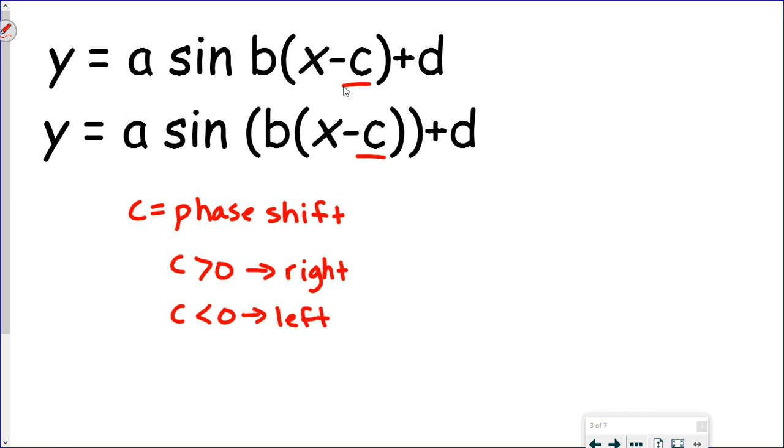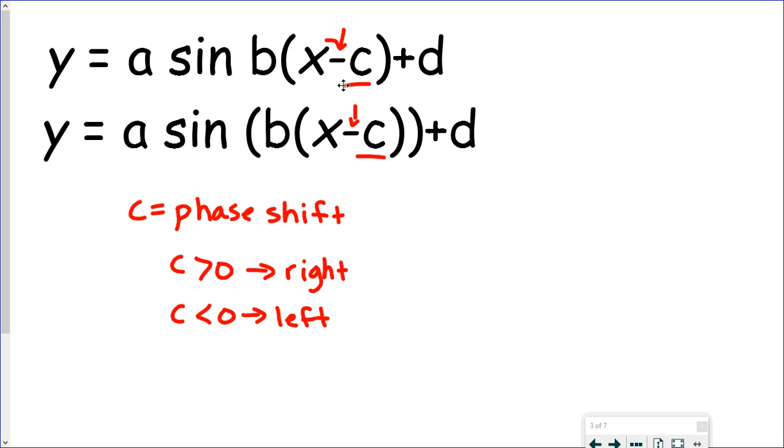But keep in mind, inside the parentheses, there's these minus signs. So just like with other functions, if it's inside, you're going to do the opposite. So if you see x minus 2, you're going to go right 2.